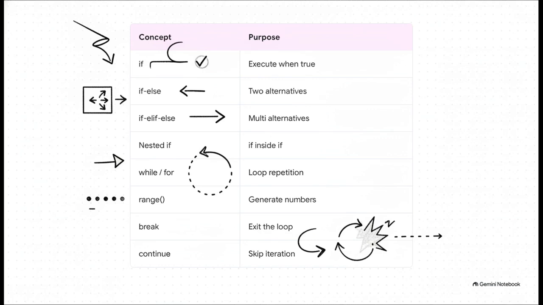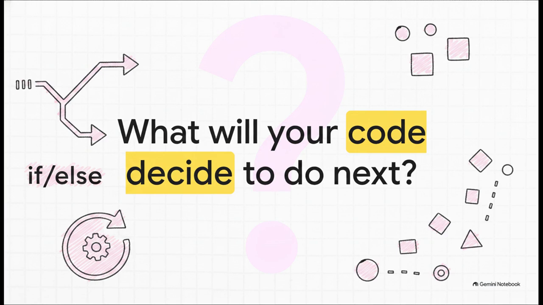Honestly, if you can lock this table into your memory, you are going to be in fantastic shape for your Class 11 IP exams. And just like that, we've reached the end of our journey for today. You now have the fundamental building blocks of Python's flow of control. You aren't just writing a static list of instructions anymore, guys. You are writing smart code that can actually think, choose, and repeat. So my final question to you is, with all these conditionals and loops firmly in your toolkit, what will your code decide to do next?